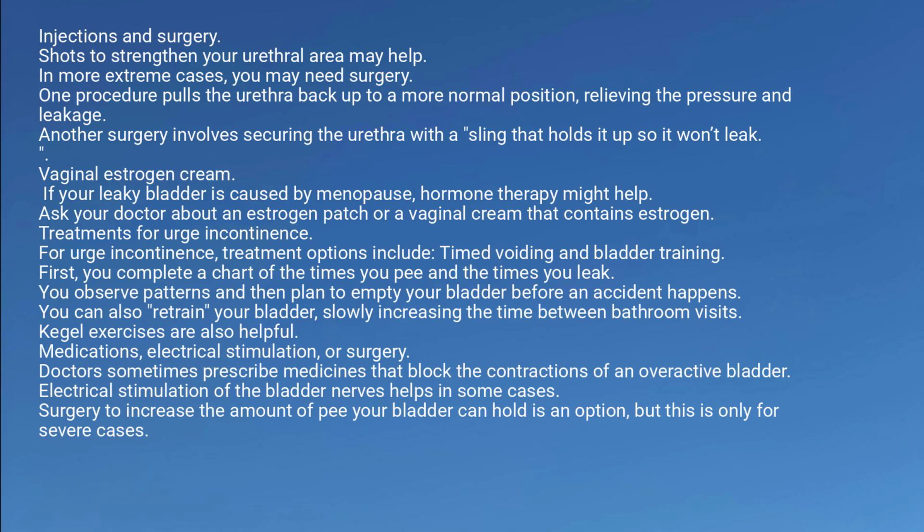Injections and surgery. Shots to strengthen your urethral area may help. In more extreme cases, you may need surgery. One procedure pulls the urethra back up to a more normal position, relieving the pressure and leakage. Another surgery involves securing the urethra with a sling that holds it up so it won't leak.